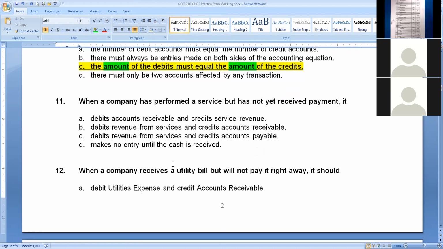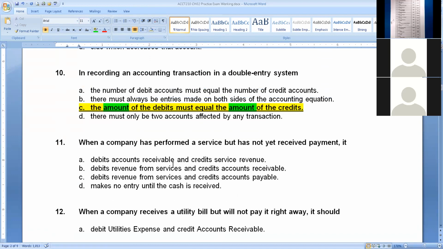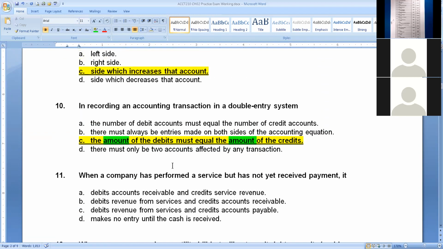Okay. When a company has performed a service but not yet received a payment, okay, so we did what we were supposed to do. We don't have any cash yet. They didn't give us cash. So which journal entry are we going to do? You know what? You could actually figure this one out just looking at the service revenue.